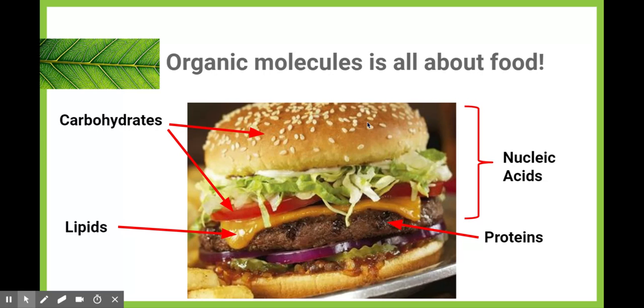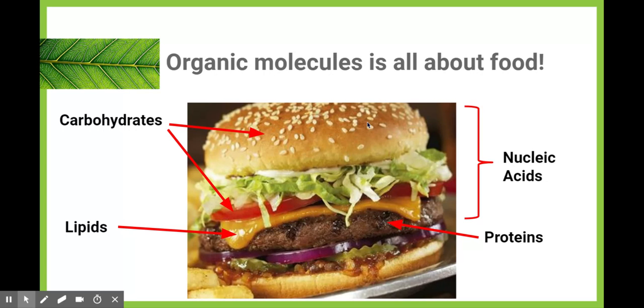Now, carbohydrates are absolutely what you think of when you think of the plate from health class. So they're your breads, your grains, your cereals, just like the bun of our hamburger bun. But carbs also include your sugars. So I'm pointing to a tomato here, but I could be pointing to the ketchup as well. Any sugary sweetness you get in there is also a carbohydrate.